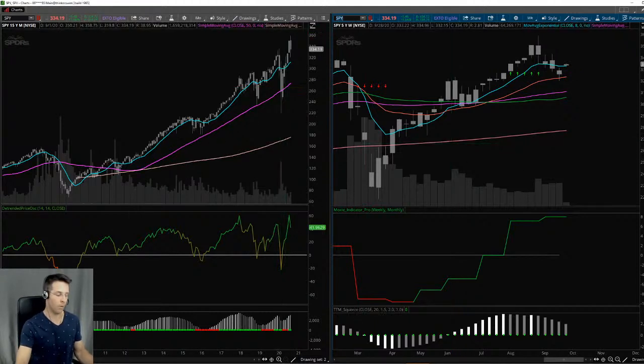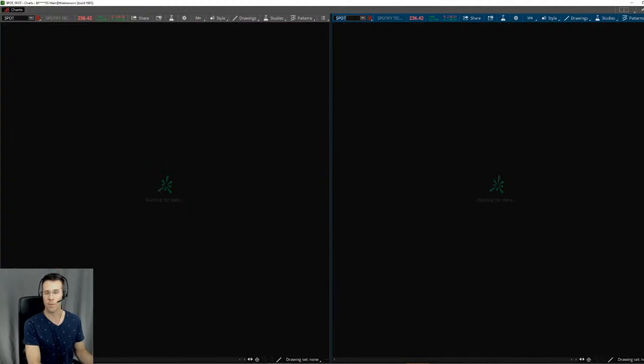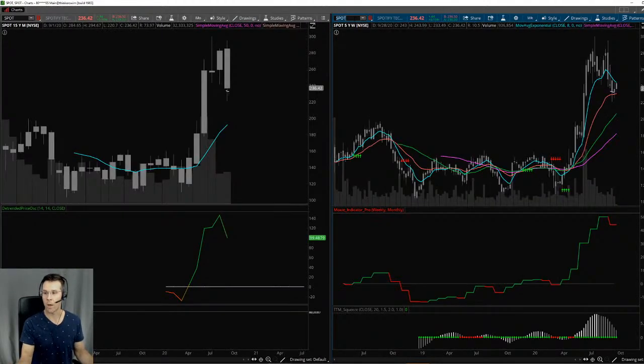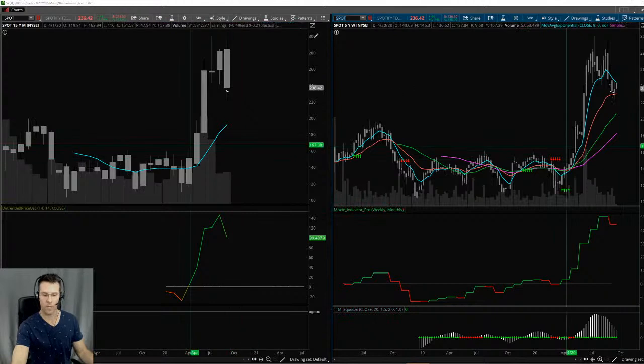I'm also seeing that with a lot of other names. So Spotify, look at that. Spotify came right down to the weekly 21, so that's a thing. I'm trying to think of all the various other names, but there were a bunch of names that have pulled back to their weekly 21s. So a lot of names are out there finding some support. We've got to see if that's actually going to hold to keep moving forward.